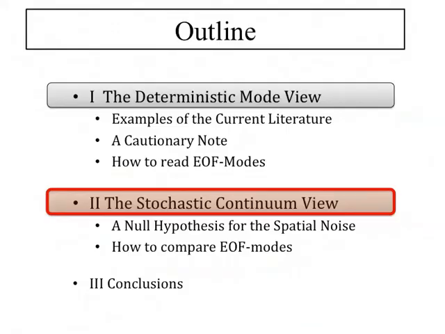So that was the deterministic mode view. And now in the second part, we look at this again in a different way, in the more stochastic continuum view. But we make a 10 minute break and then we continue.